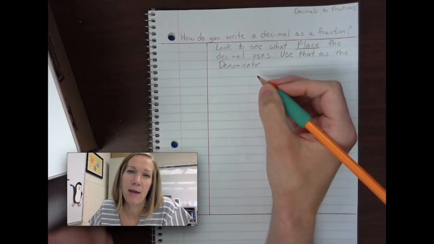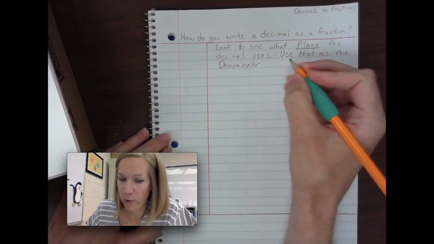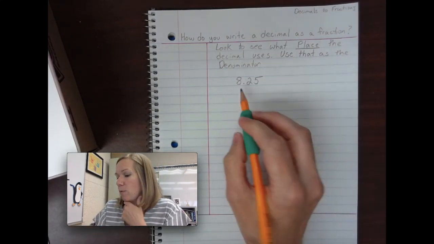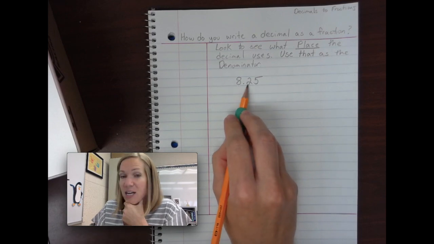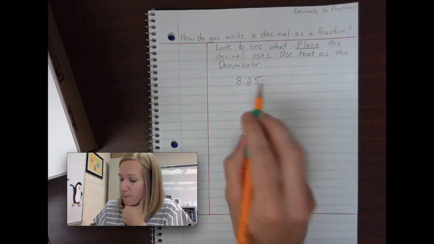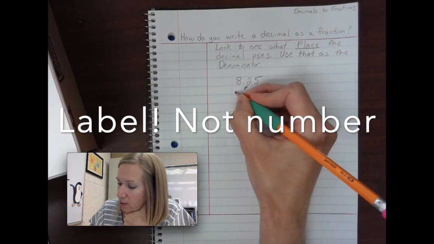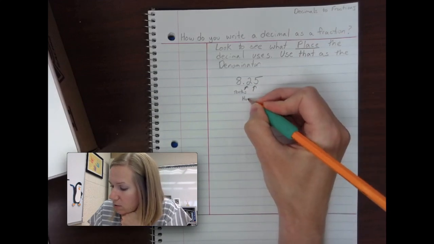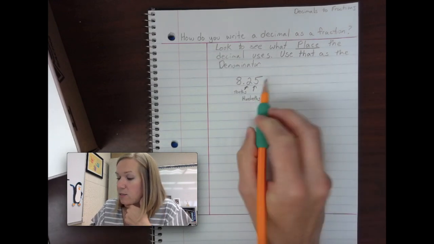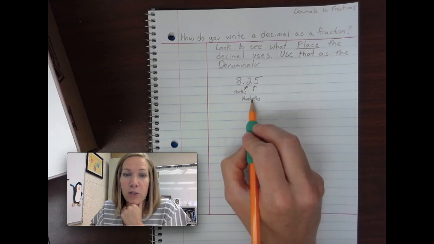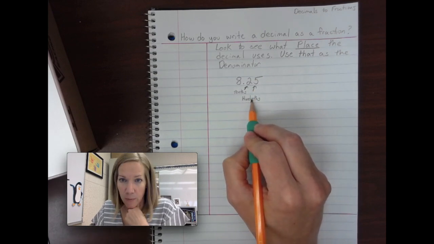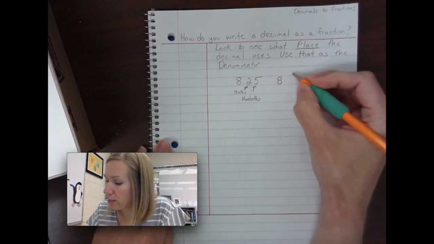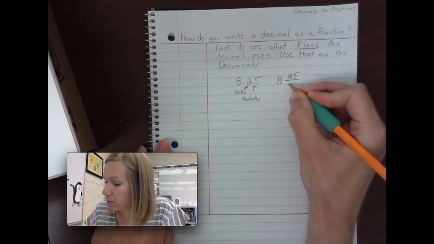So let's say we have a decimal like 8.25. In this number, we have the ones place, the tenths place, and the hundredths place. So let's just go ahead and number those since these are our notes. This is the tenths, and here we have the hundredths. Since it goes out all the way to the hundredths place, we know that we're going to use hundredths in our denominator. So let's rewrite that as 8, and then this is 25 hundredths.